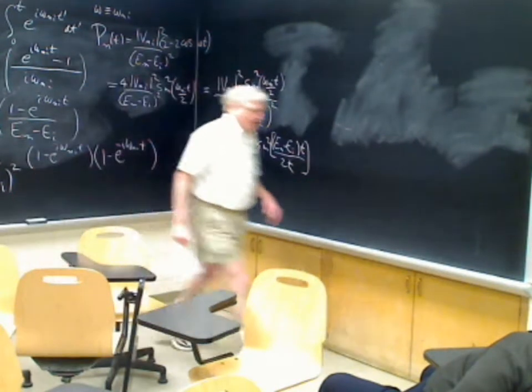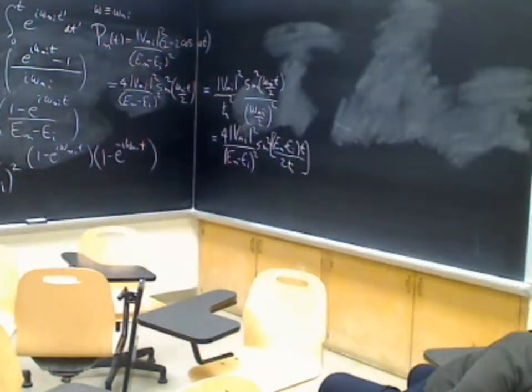All right, let me pause then. The first thing we want to do is get out the time-energy uncertainty relation. And then, if we have time, get Fermi's golden rule.